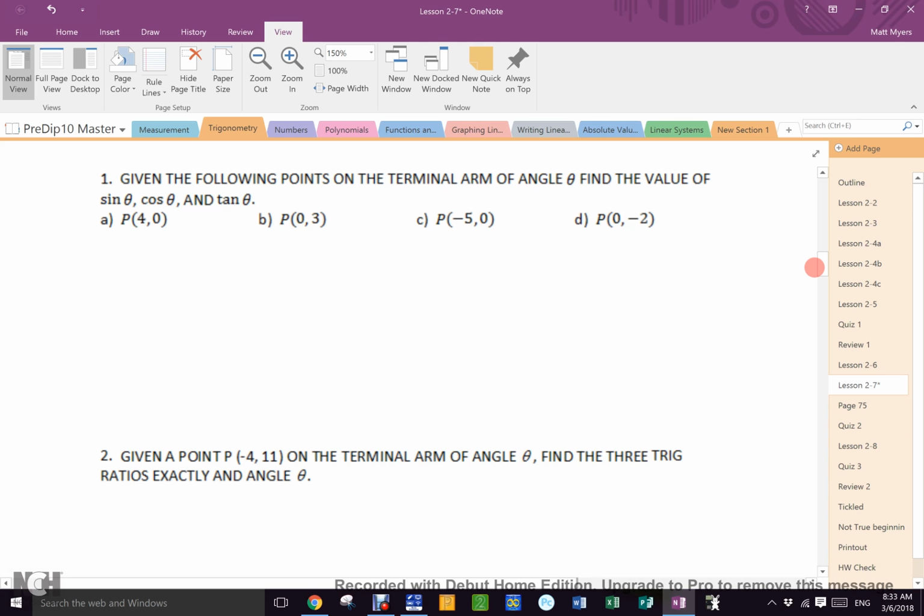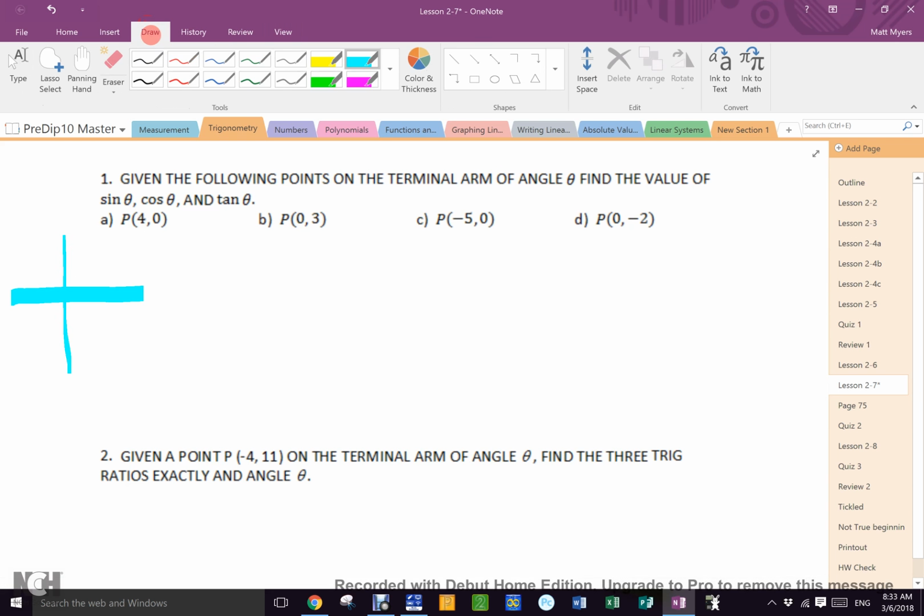Okay. You now have the following points on the terminal arm of theta. I'm going to draw the first one just to show you what I mean. 4, 0. That is the terminal arm, and it's the initial arm. So what's theta? 0 degrees. It hasn't moved at all, has it? Okay.